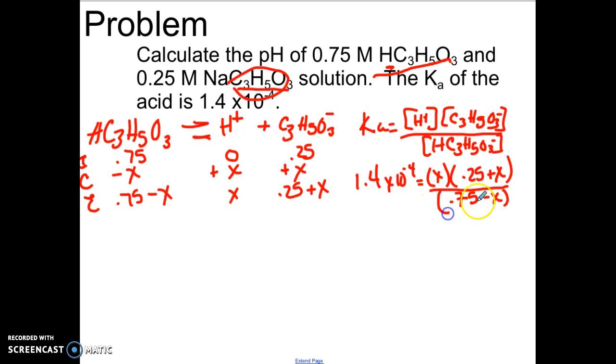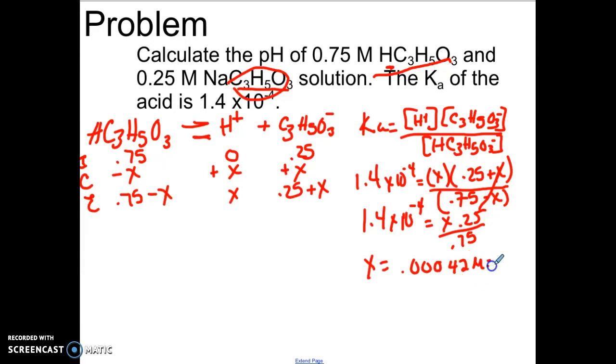Now, again, if X is small and we can ignore the value of X, that becomes 1.4 times 10 to the negative 4 equals X times 0.25 over 0.75. So you have that kind of fraction here. When you solve for X, X is going to be 0.00042, which is molarity, which is also equal to that hydrogen ion concentration.